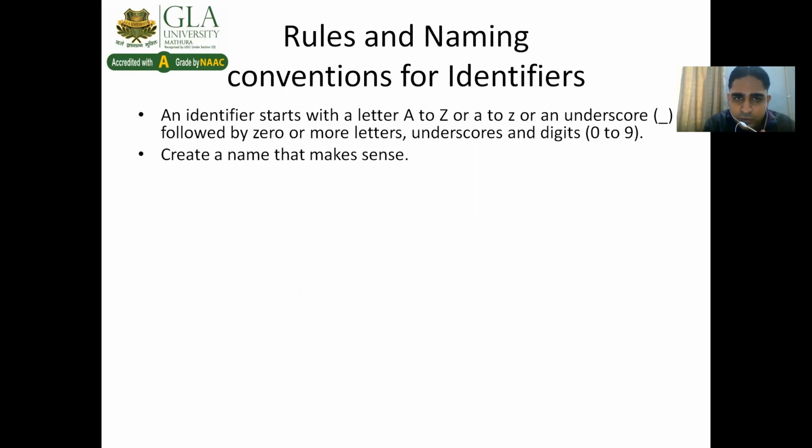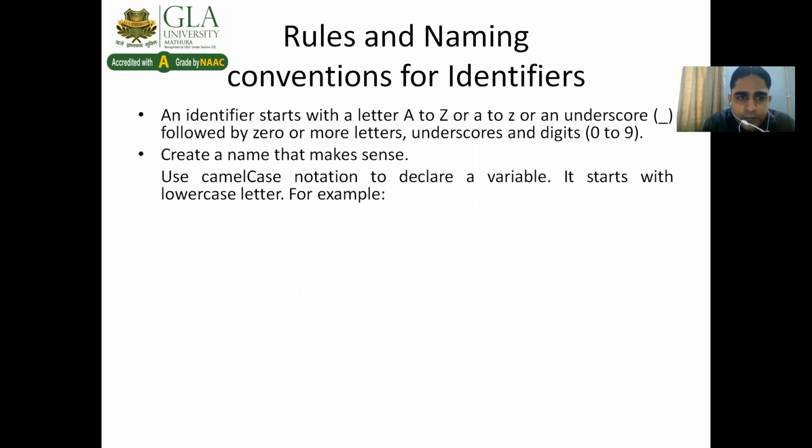Also, the convention says that you need to create an identifier name that makes sense. For example, if a variable is storing a name, it should be the variable name, right? So that any other person who is reading your code can identify that this is going to store the name of a person.